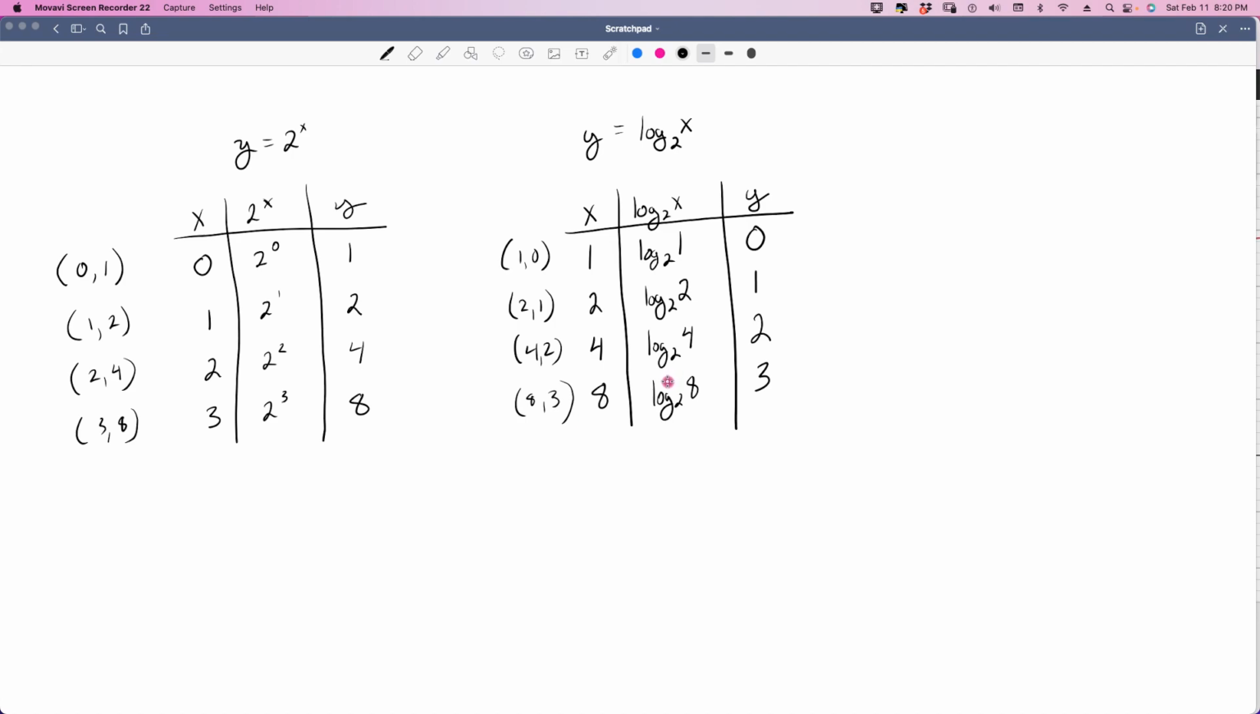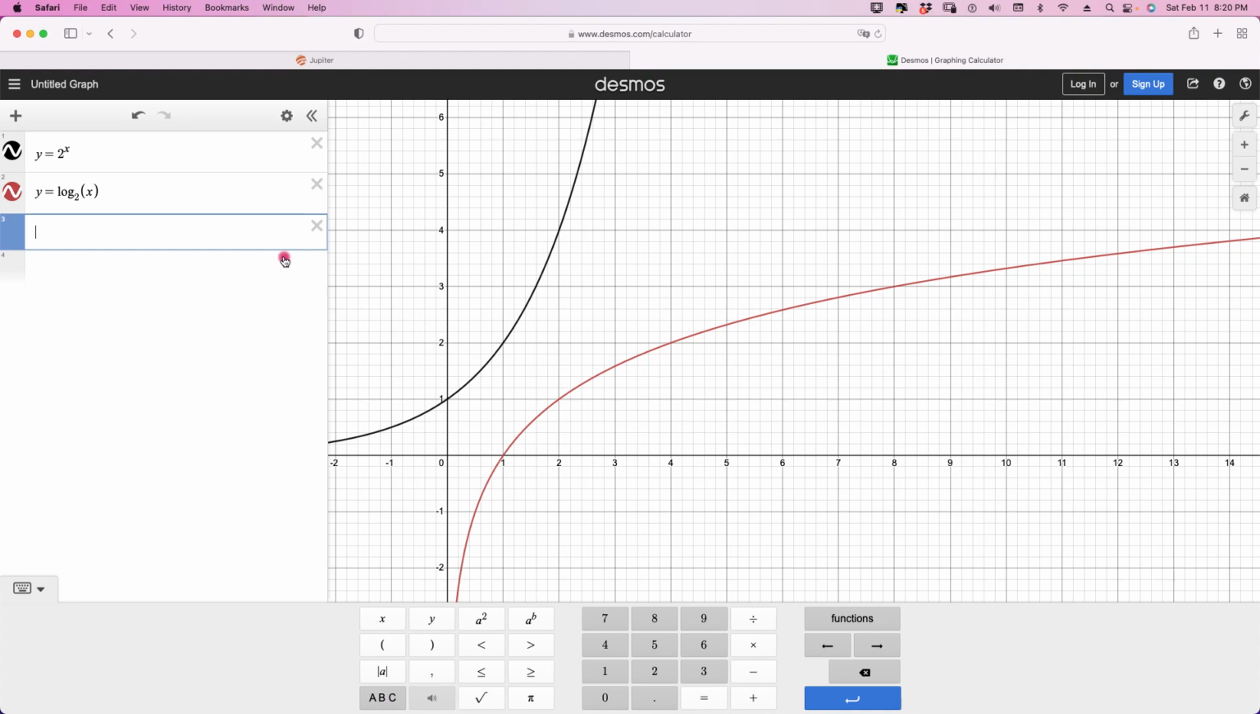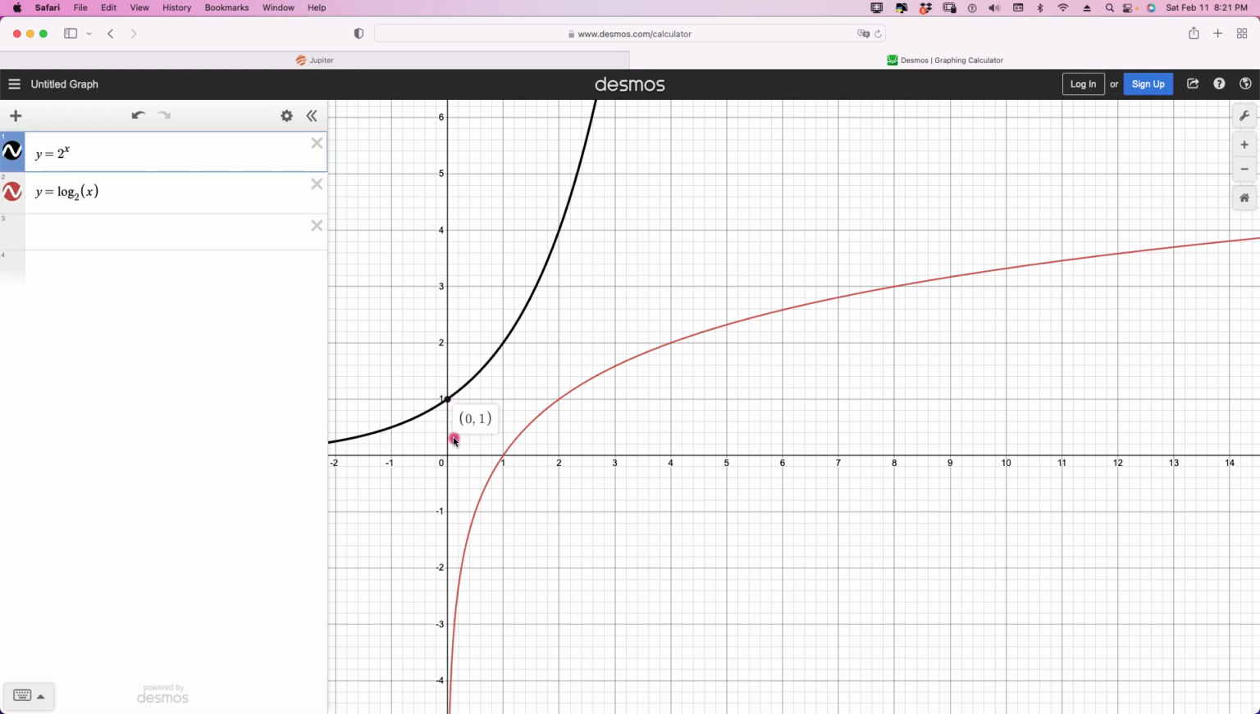So let's look at what those graphs look like. So here I have pulled up Desmos, and I've typed in these two graphs. So here we have y is equal to 2 to the x power. And if you notice, remember our points, when x was 0, y was 1. And that's what we have here. Also, when x was 1, when the exponent is 1, 2 to the 1 gives us a value of 2.